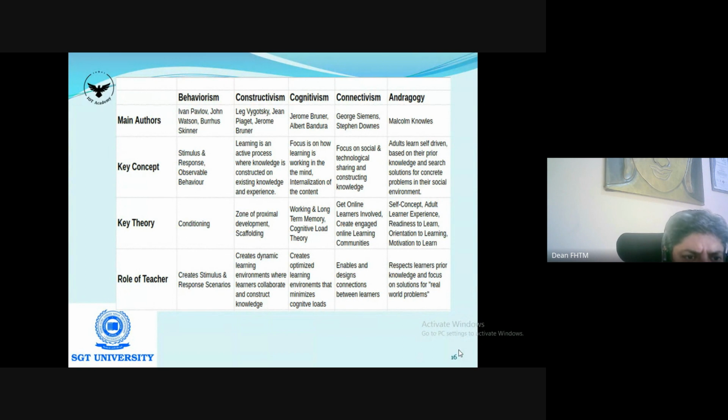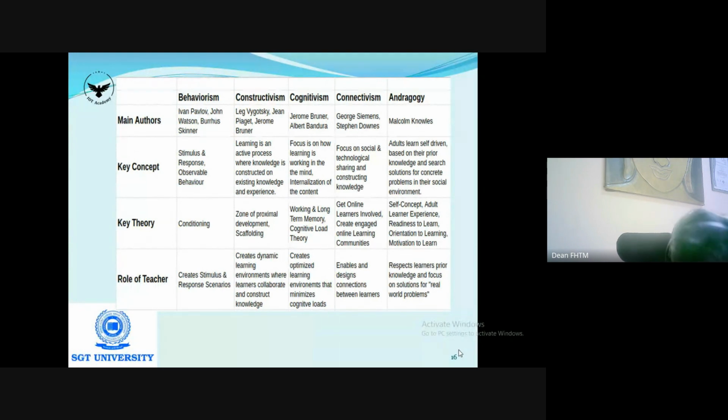So, what is the key concept? Behaviorism means response to stimuli or observable behavior. Constructivism, where learning is an active process. Knowledge is constructed on existing knowledge and experience. You build on it. Cognitivism focuses on how learning works in the mind, the internalization of the content, what you realize internally about the content. Connectivism focuses on social and technological sharing and constructing knowledge.